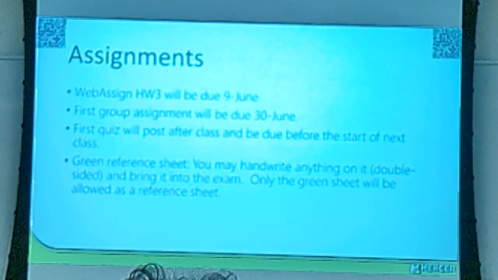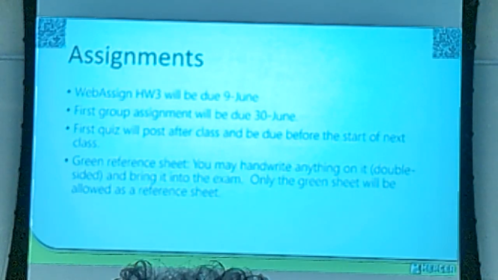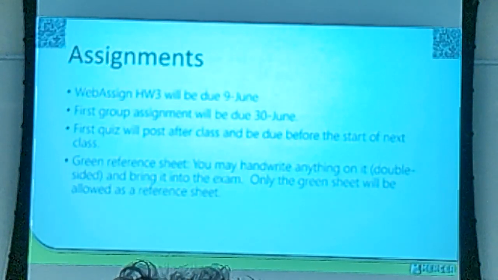Continue working on that first group assignment. That is due the 30th. Because that goes up through motion in space, but the first exam stops just before we do motion in space.